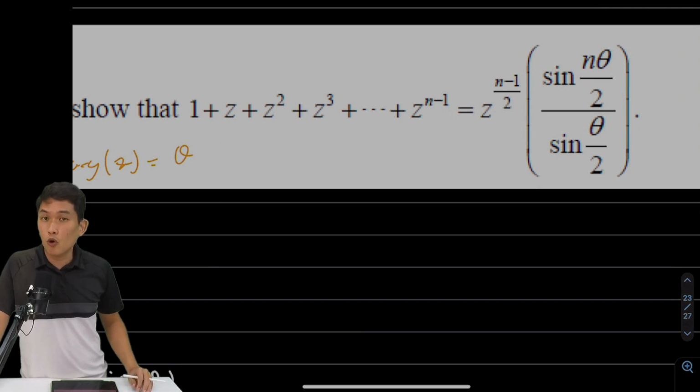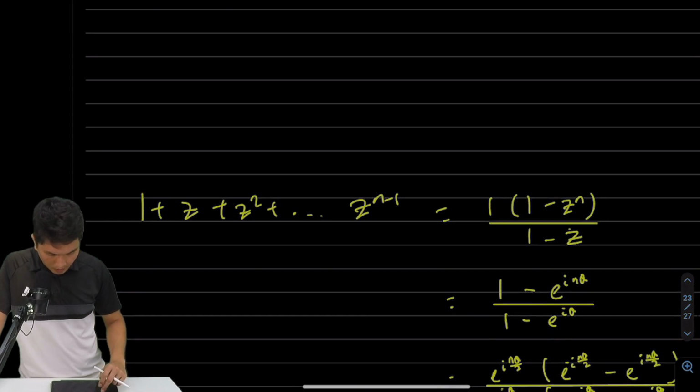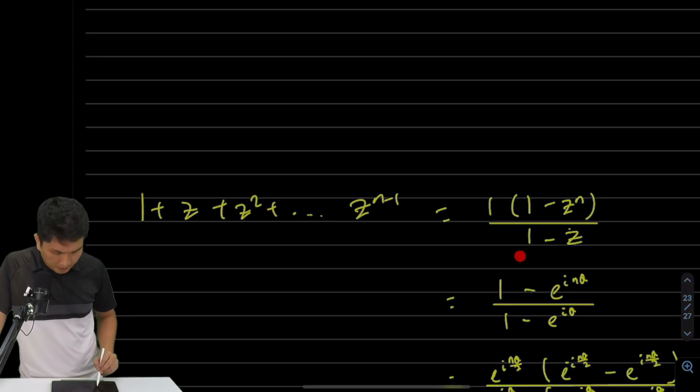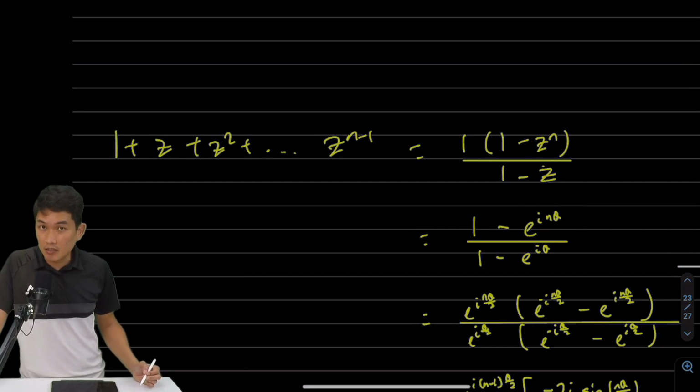So first of all, I'm going to quote the partial sum of a geometric series. Okay, 1 plus z plus all the way to z to the n minus 1 is going to be this formula. The next thing I'm going to do is change this into our exponential form. Some of you might wonder, why is this? So let's do the obvious one first. z is equal to e to the i theta. That is given by the question. But why is z to the n equal to e to the i n theta?